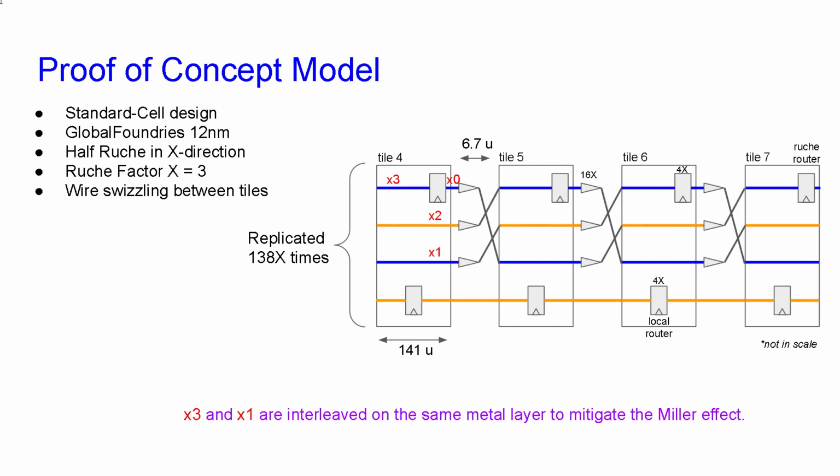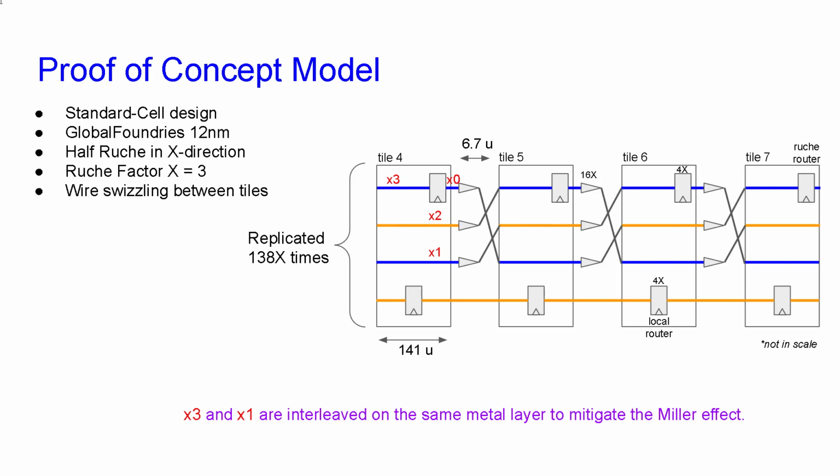In order to demonstrate that our Ruche network can achieve excellent signal integrity and timing closure, we placed and routed a proof of concept model in standard cell design. We used GlobalFoundries 12 nanometer as a point of reference. We tried to model the wire length as closely as possible to the actual Manycore design. We interleave the 3 stages of a Ruche link and a local link as a single bundle, and we replicated this pattern 138 times.